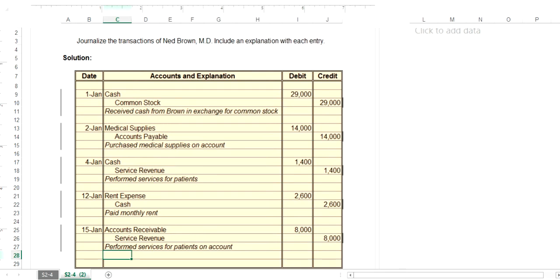So this is how you make basic journal entries. And this class is a lot about learning how to do journal entries. We'll do them in every chapter. So if you want, go through problem S2-4 again, work the solution, and see if you come up with the answer that's in your solutions manual.